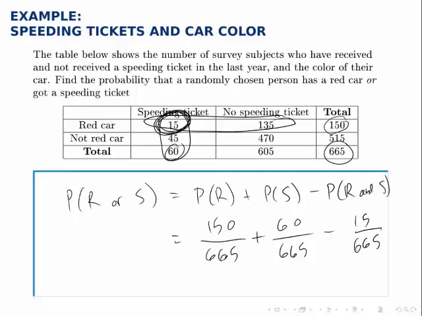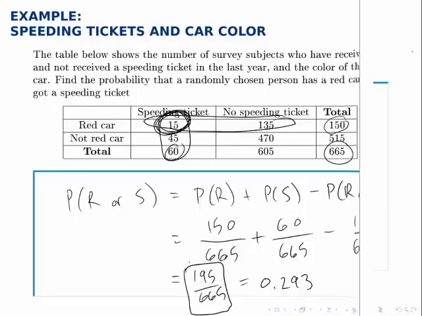Again, we could also do this problem by adding up, for instance, those with the red car, and then only adding on the extra ones that we need, the people who got a speeding ticket but didn't have a red car. Or we could add up this column of speeding tickets and then simply add on the extra people who had a red car without a speeding ticket. Either way, we get to the answer that this probability is 195 out of 665. And if we write that as a decimal, it's approximately 0.293. So close to 30% of the subjects in this survey either had a red car or got a speeding ticket in the last year.